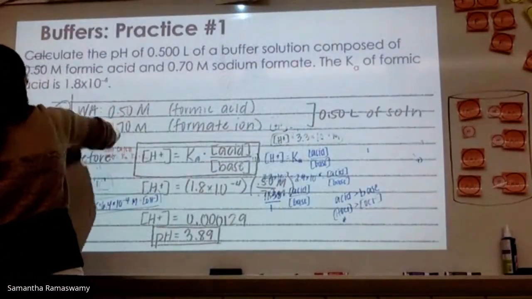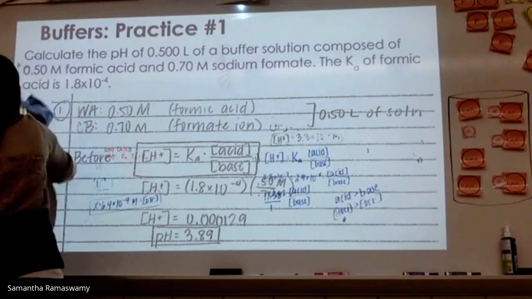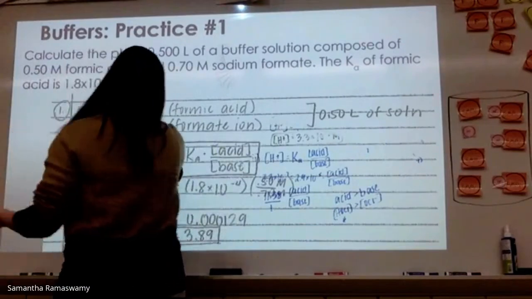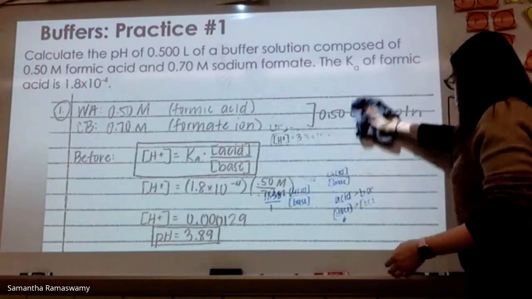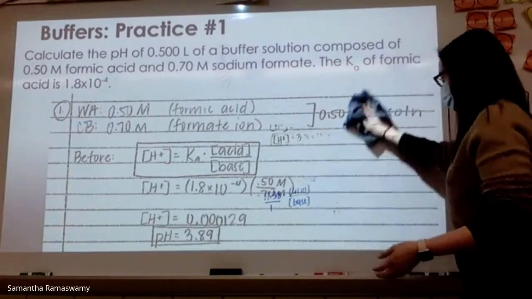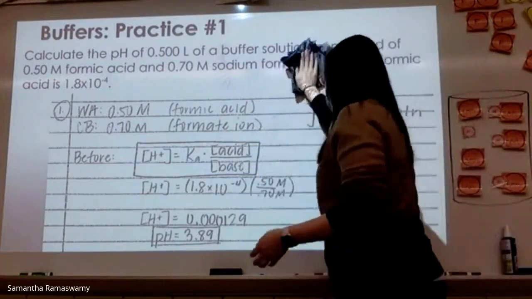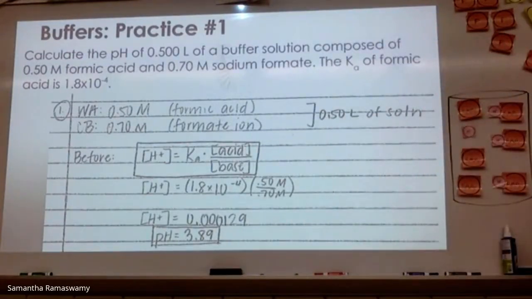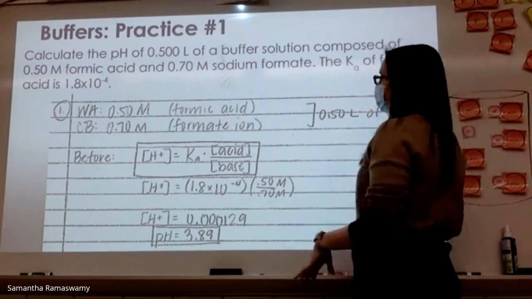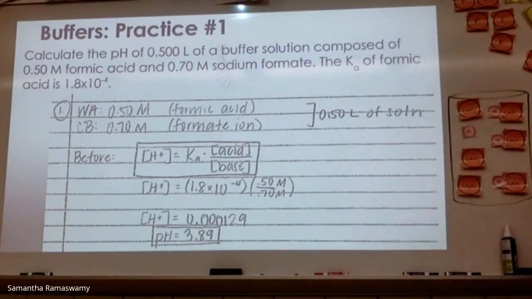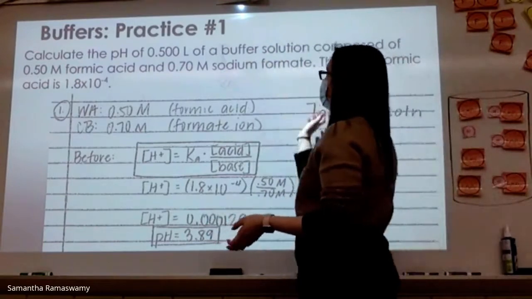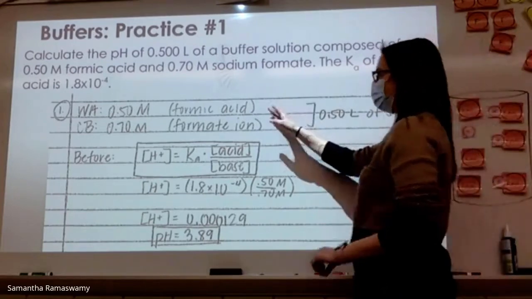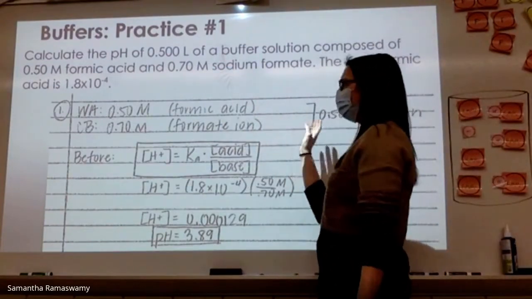So question 1 was just calculate the pH of a buffer. You don't have to do any other calculations in terms of calculating the pH after something is added to a buffer. You just have to calculate the pH of a buffer. So they gave us the concentrations of each part. They gave us the Ka of the acid. So I labeled everything here, the weak acid, the conjugate base. And so the buffer equation is H plus equals Ka times the acid concentration over the base concentration.